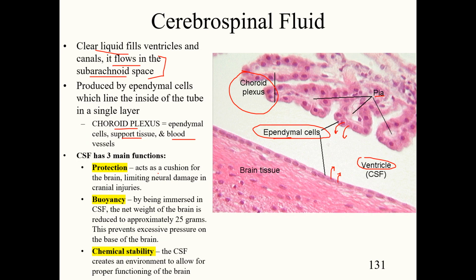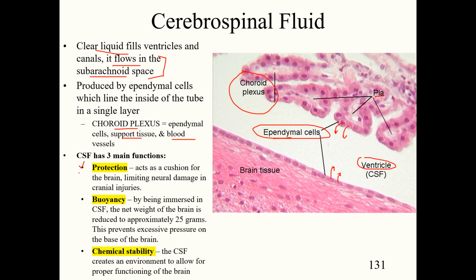The cerebral spinal fluid has three main functions. Its job is for protection. It acts as a cushion for the brain, limiting neural damage and cranial injuries. So it is just a barrier there to kind of help the brain from bumping up against the skull bones.